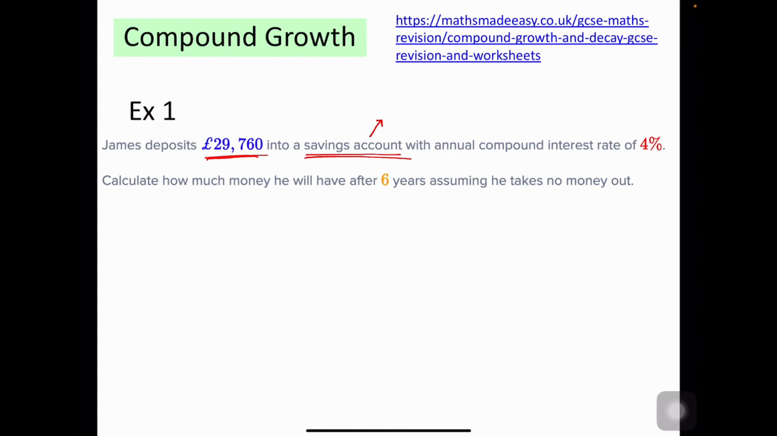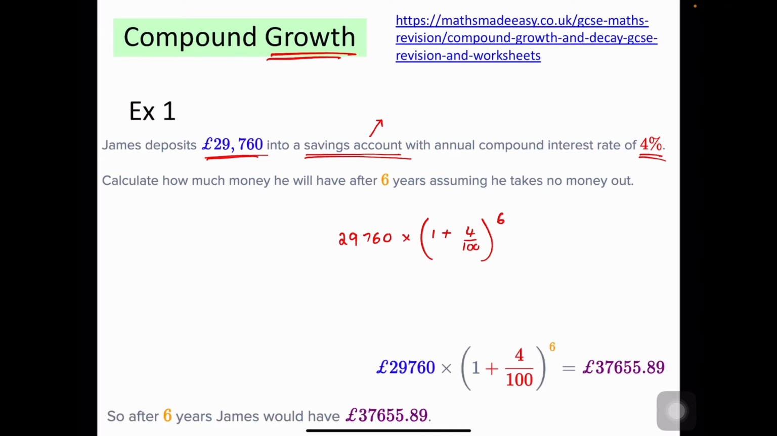And so, it says it up here, but from reading the question, you know that this is a compound growth question. It's not compound decay. So the compound interest rate is 4%. Calculate how much money he will have after 6 years. So I'll write the original amount multiplied by 1 plus 4 over 100 to the power of 6, because we want to know how much money he has after 6 years. So if you were to type that into a calculator, you would get this as your answer.